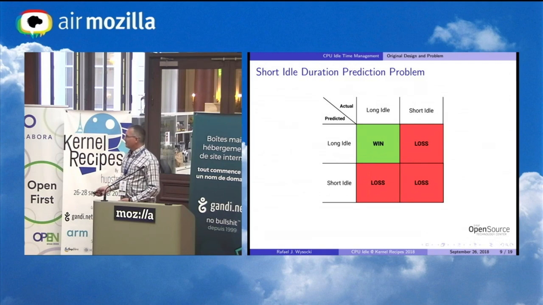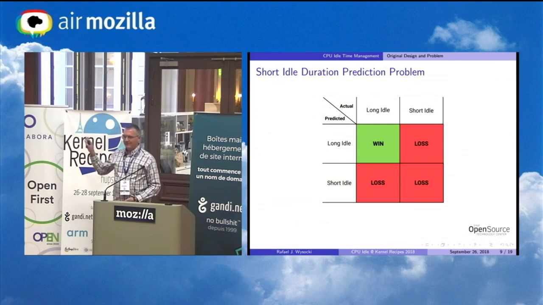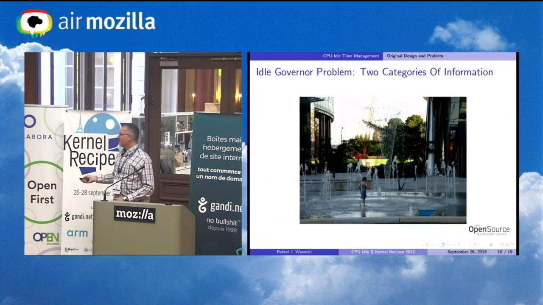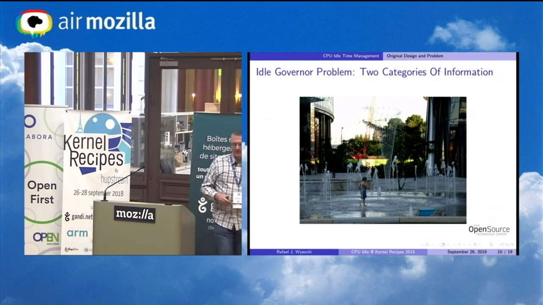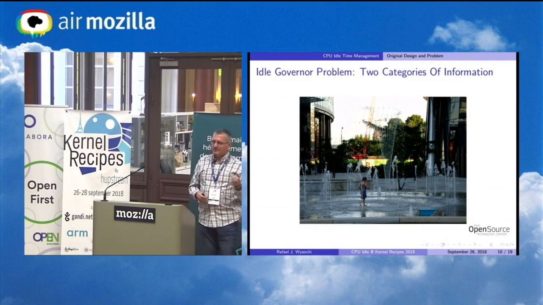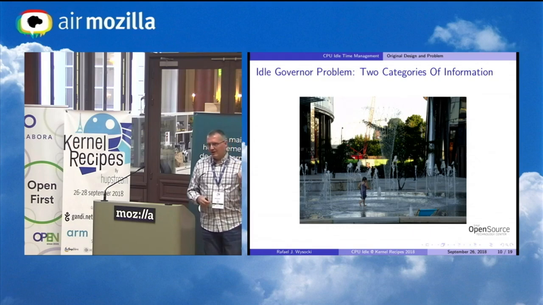Again, there's more to it. There are governors. And that was regardless of what the governor was. I wasn't even talking about the governor yet. The governor can make it worse. And the reason why the governor can make it worse is because the governor has a fundamental problem, which is that it has two sources of information. One source of information it has is the next timer event, which is deterministic, because the kernel has programmed the timer to fire at a specific time, and the kernel knows what time it will fire at.